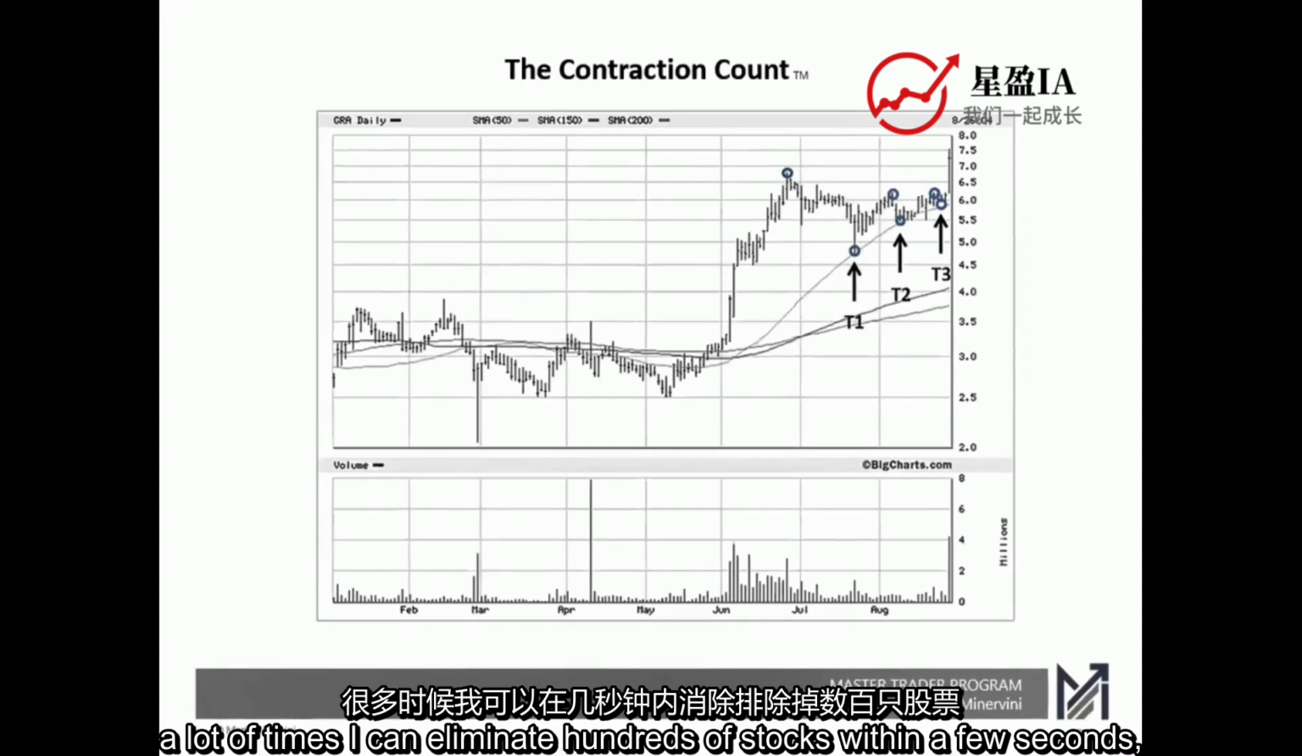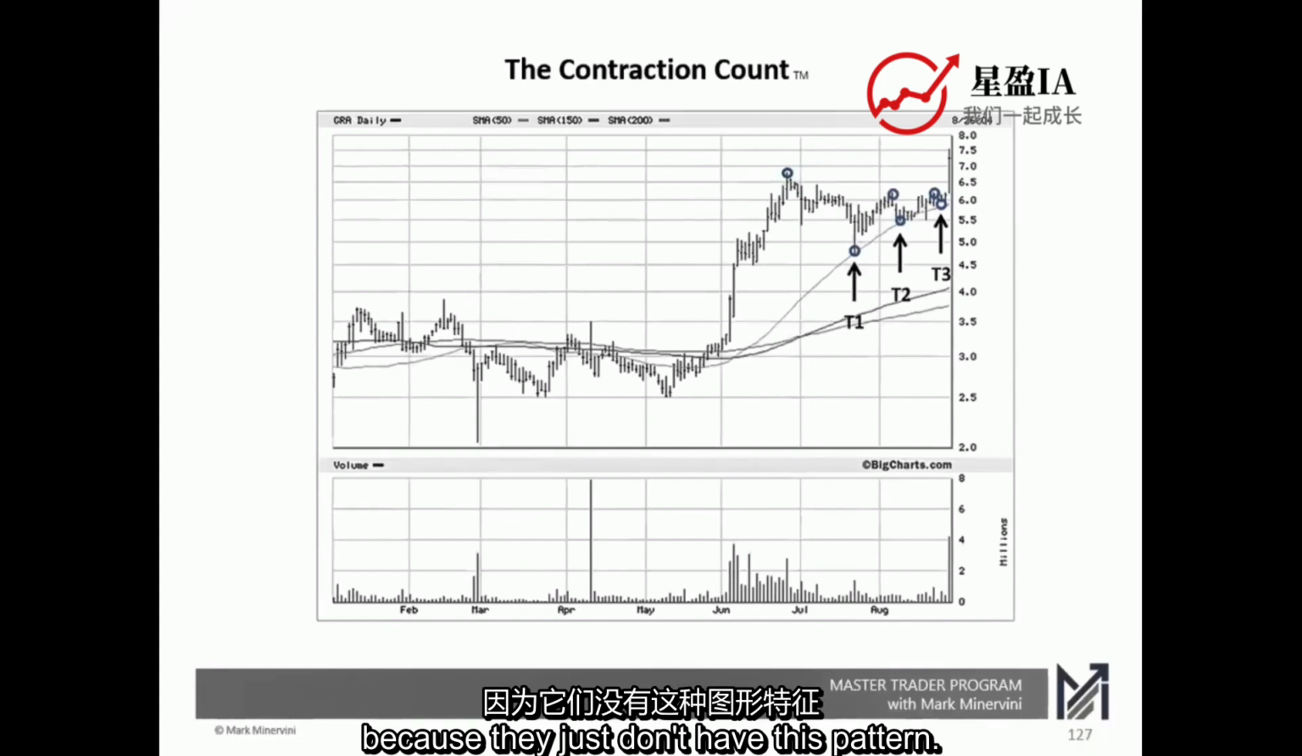A lot of times I can eliminate hundreds of stocks within a few seconds because they just don't have this pattern.